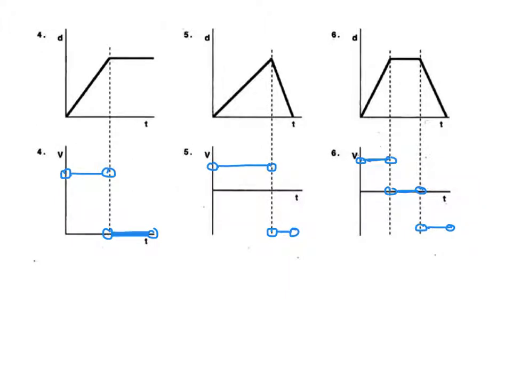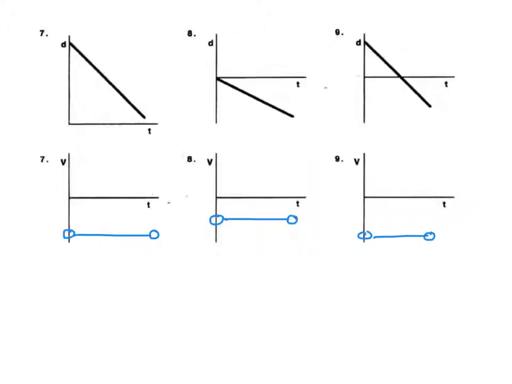Okay, here's your second set of answers. Answers for numbers 4 through 6. All right, now numbers 7 through 9. Check each of those. 7 through 9 sometimes is a little bit tricky because you notice they're all decreasing all the way through, which is why we get our answers the way they are.